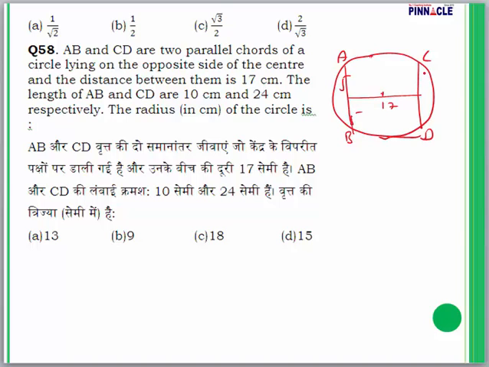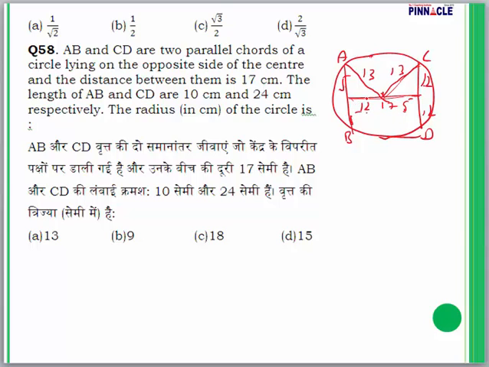10 means 5 and 5, 24 means 12 and 12. We have to find the value of the radius of the circle, we have to find the value of this. If this is 12 and this is 5 and the total is 17, from the Pythagoras triplet concept, we can easily find that if this is 12, then it would be 5. 5, 12, 13. And 5, 13 and 12. 12 plus 5, that is 17.